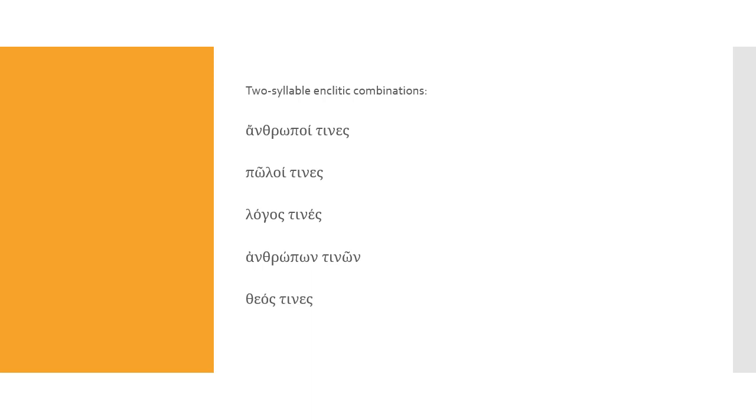Theos, accenting with a final acute, remains final acute, does not become a grave, does not change accent upon the tines. Similarly, a final circumflex remains unchanged, theoutines, some things of God, remains unchanged. So when there is a 2-syllable enclitic, yes, it does alter things somewhat.